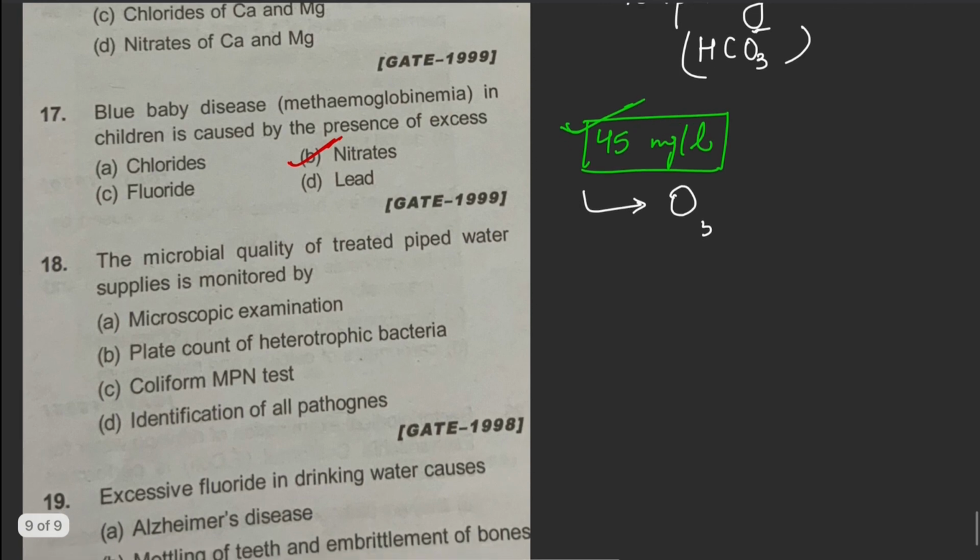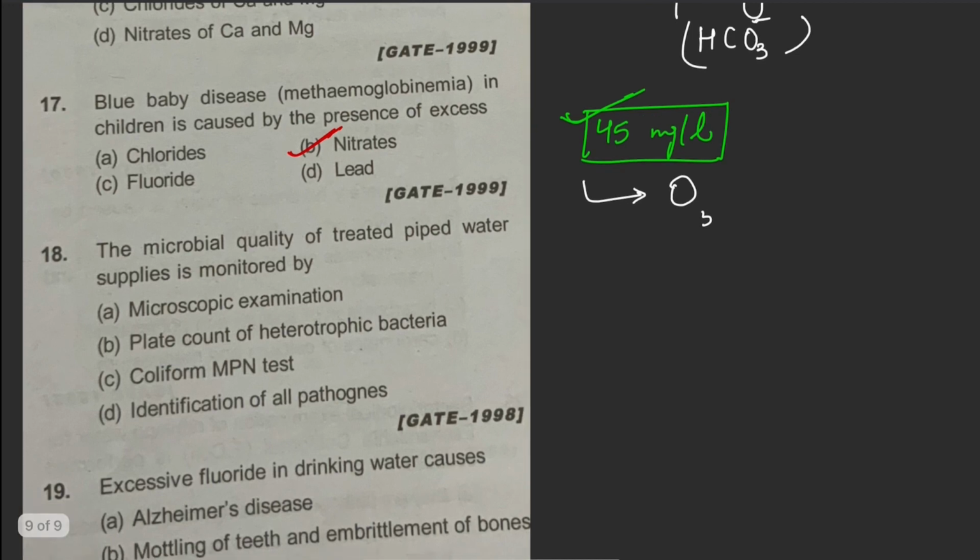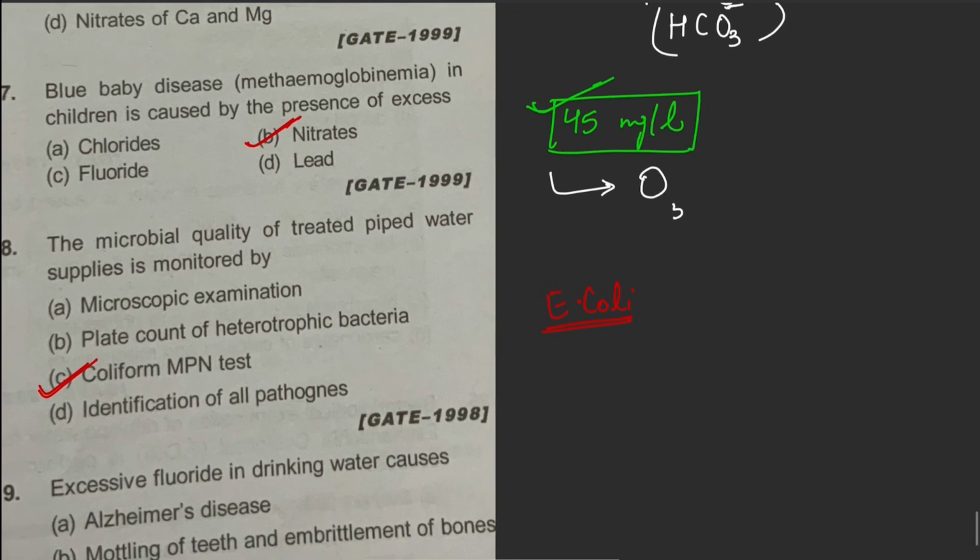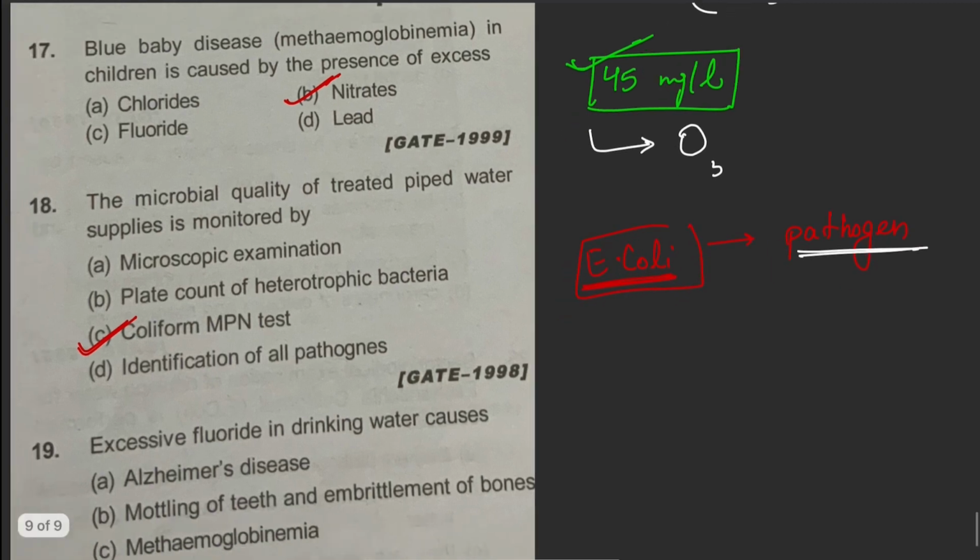Now 18. The microbial quality of treated piped water supplies is monitored by, see, we have only one option, that is coliform MPN test. Coliform MPN test they do to check if there is any E. coli bacteria colony. If it is present, because it is an indicator of any pathogen, they will be ready that yes, there can be a pathogen. So coliform MPN test is the most suitable test.